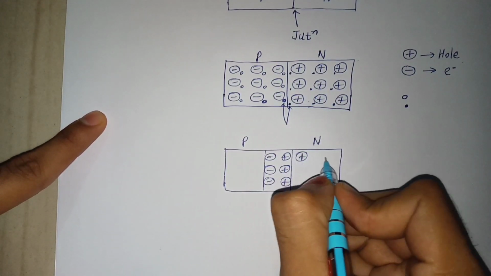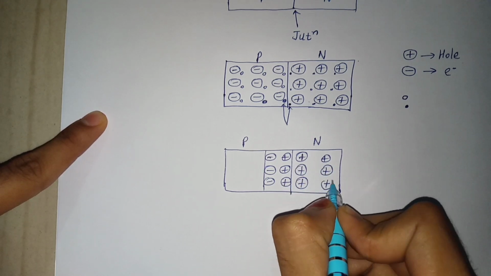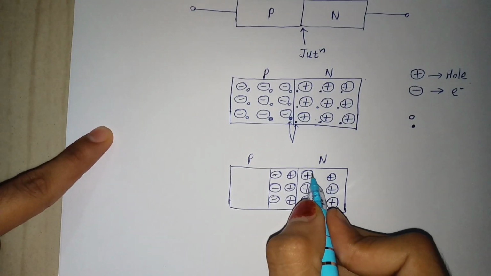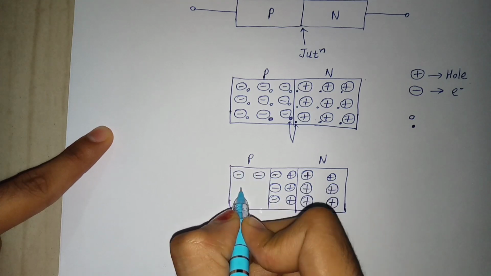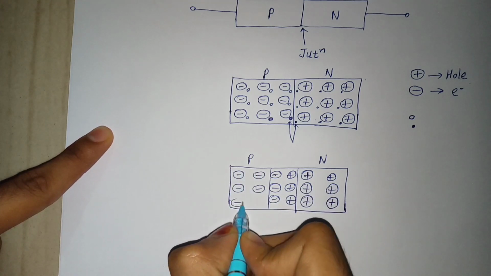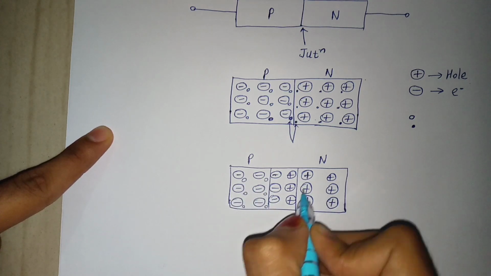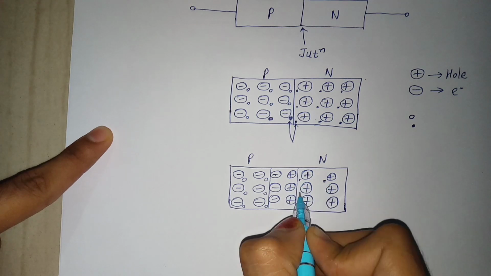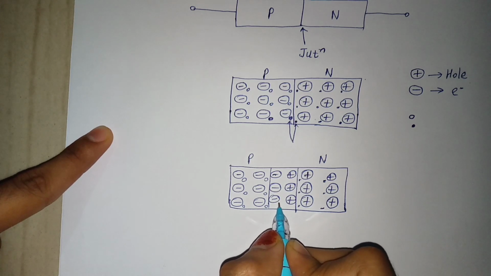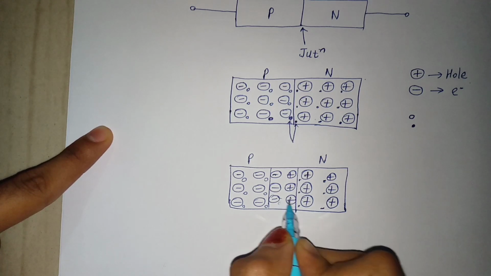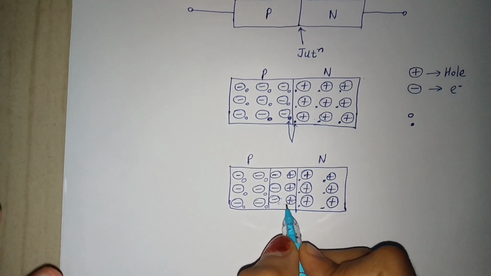This is the same as before. Minority charge carrier of n-type is the hole, and minority charge carrier of p-type is the electron. Holes are the majority carrier of p-type, electrons the majority carrier of n-type. Here, no hole or electron is present near the junction because they are attracted and lost.